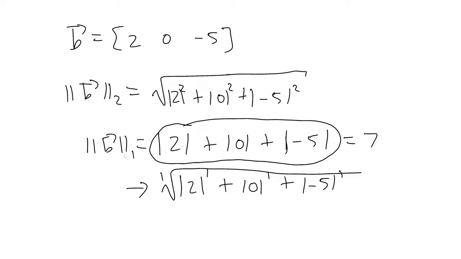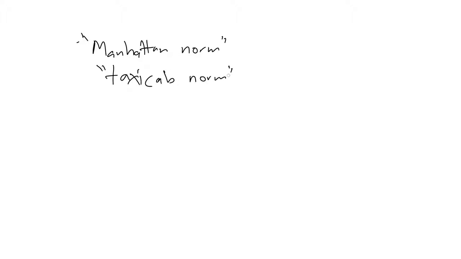So the 1 norm also has a special name. It's also called the Manhattan norm. It's also sometimes called the taxicab norm, and those are kind of bizarre words, but you'll see what I mean in a minute. So here's why it's called that.